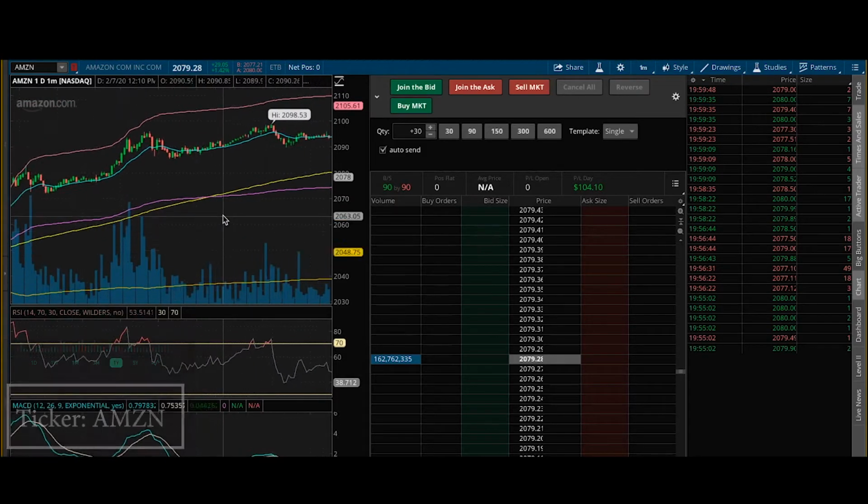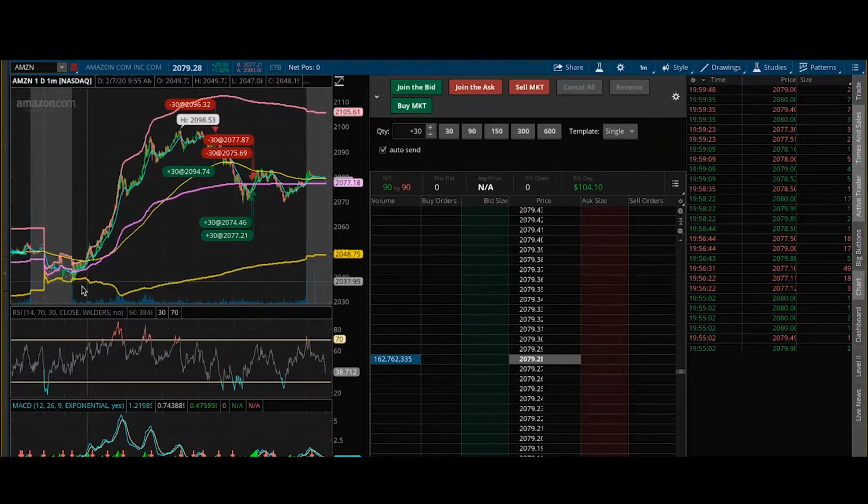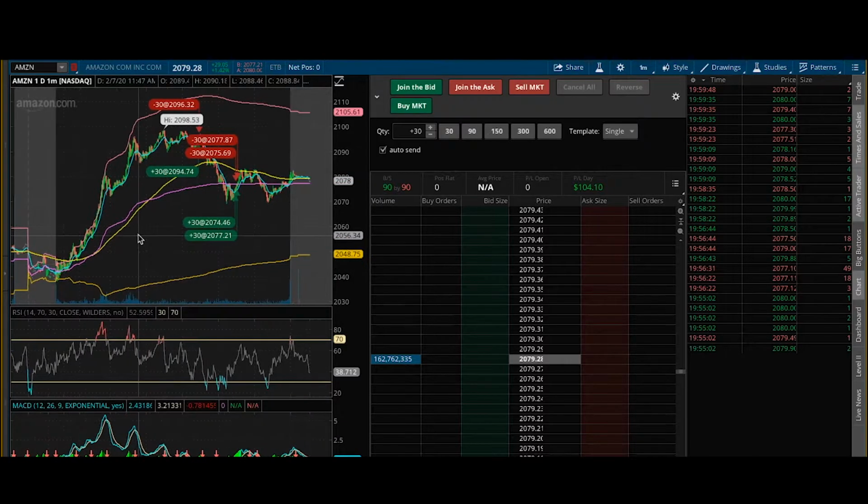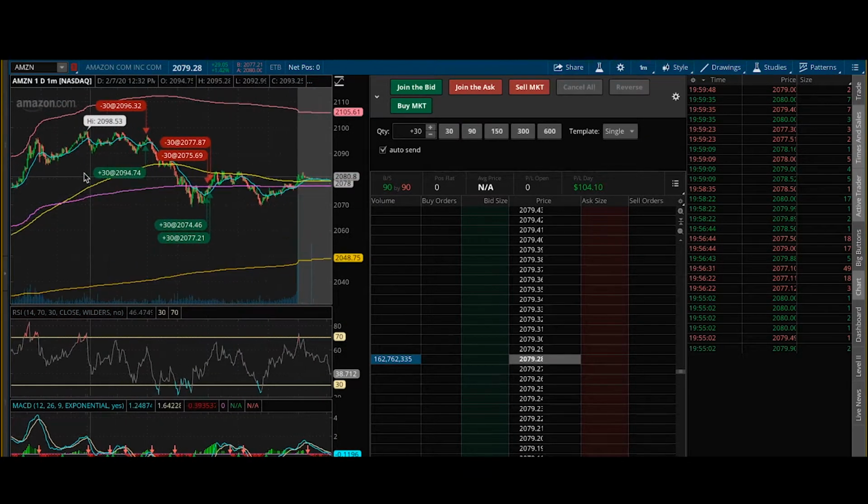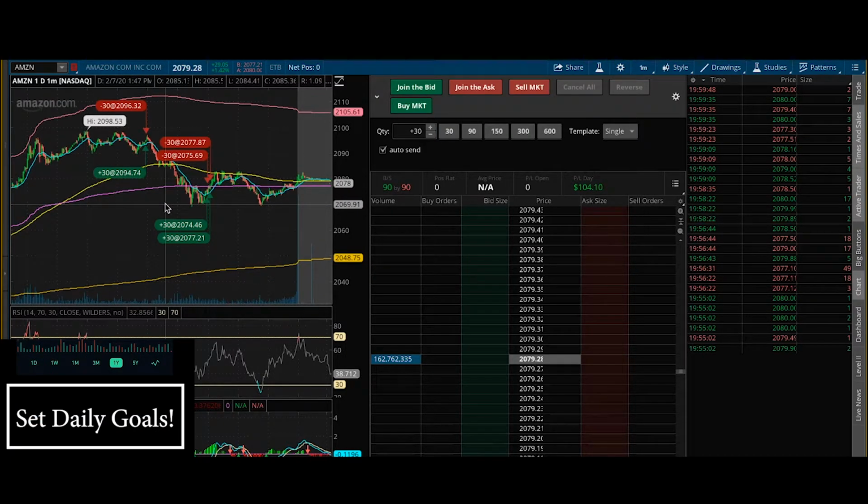So pretty much this morning when I woke up, I woke up late, right? So I missed out on this huge uptrend right here. But anyway, I waited until there was a perfect opportunity for me to get in and get out, and I also set my profit goal for today as $100. As you guys can see, I actually hit it.